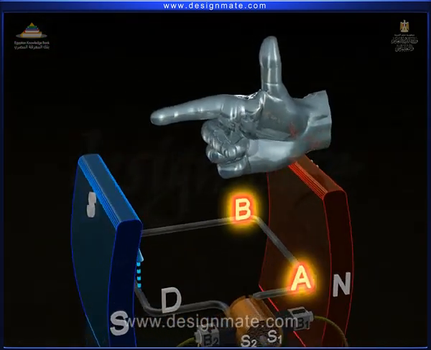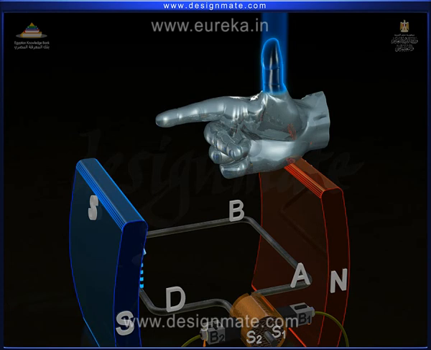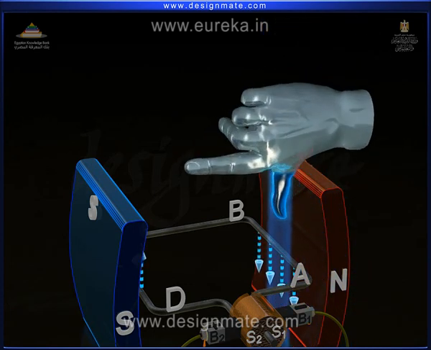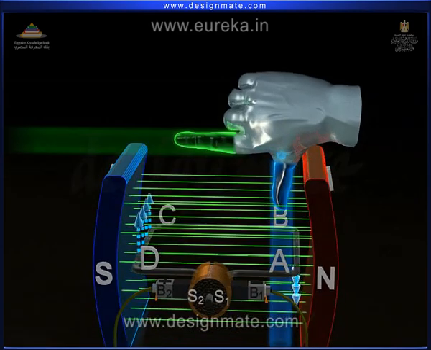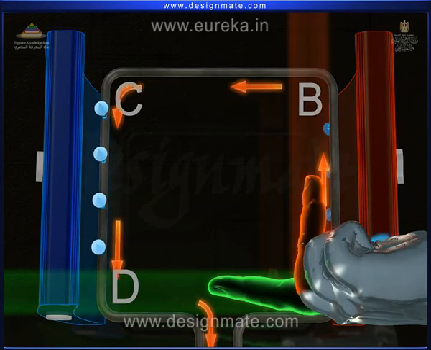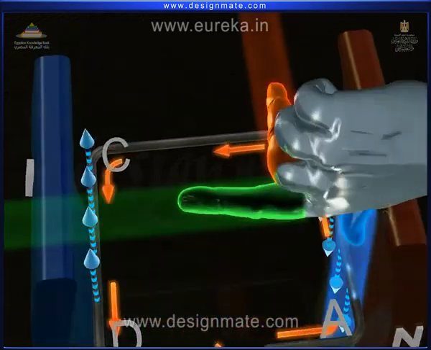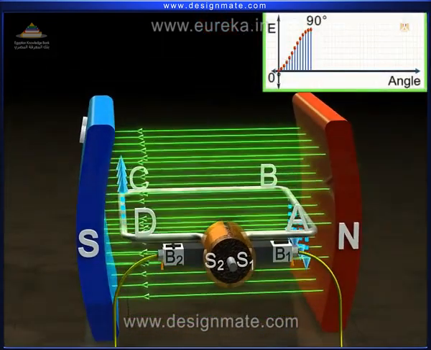Next, we apply the rule to the arm AB. But we can see that the direction shown by the thumb does not coincide with the direction of the motion. We adjust our hand so that the directions coincide. Now the thumb gives the direction of the motion. The first finger shows the direction of the magnetic field. Hence the second finger gives the direction of current from A to B. So the current flows from arm AB to arm CD.